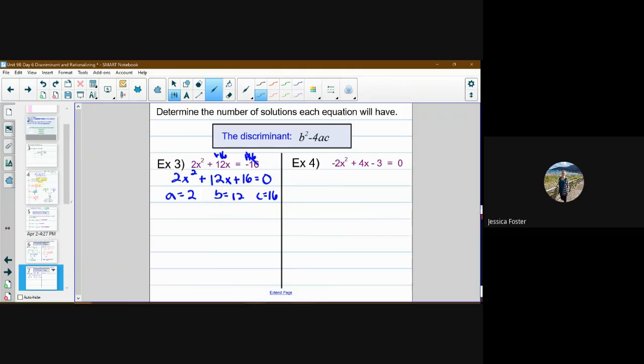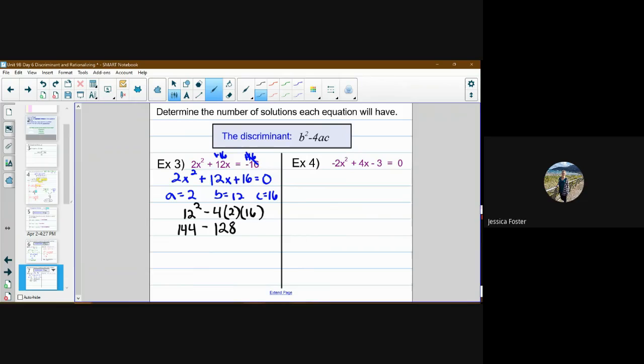So to go through and actually find my discriminant, I've got 12 squared minus 4 times 2 times 16. Just substituting my values back into my discriminant, B squared minus 4 times A times C. So I've got 144, and I need to multiply here before I can subtract. So I'm going to do 4 times 2 times 16. So I've got 144 minus 128.